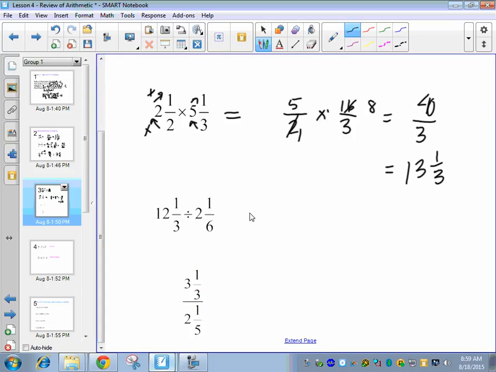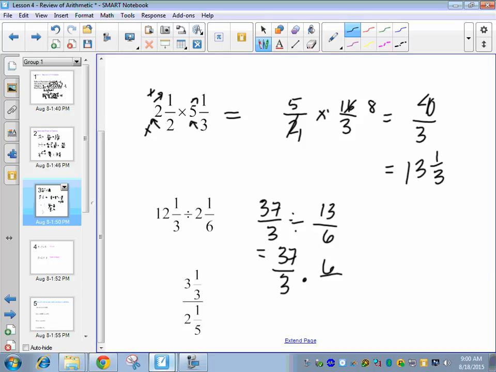Okay, so we're just going to do this one fast. So 37 thirds. You have to make them improper, right? Divided by 13 sixths. And then we're going to turn it into copy dot flip, right? Copy dot flip, okay.